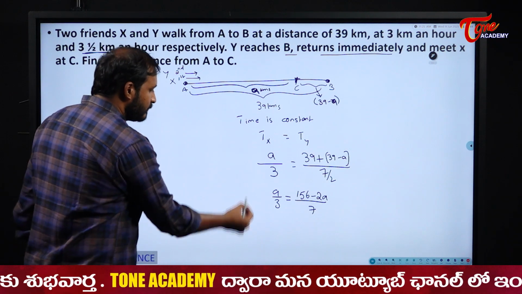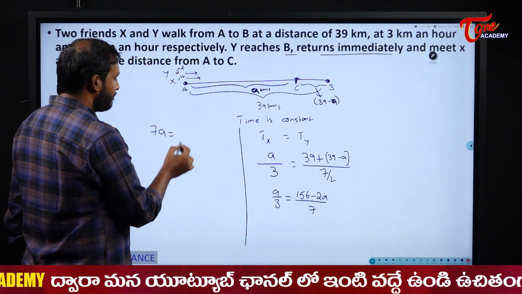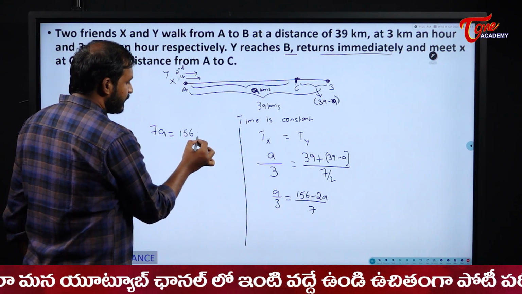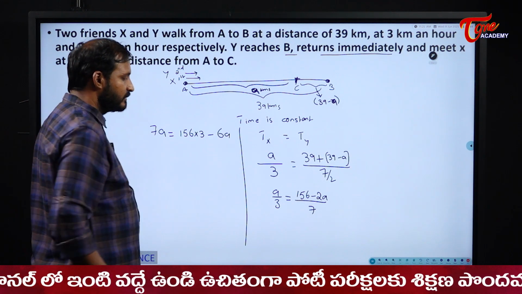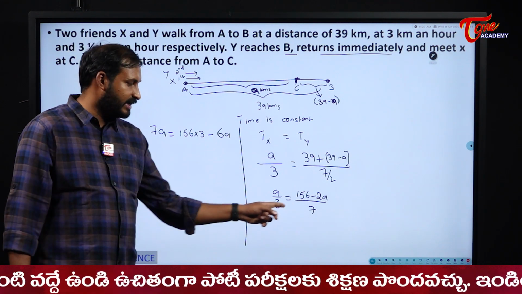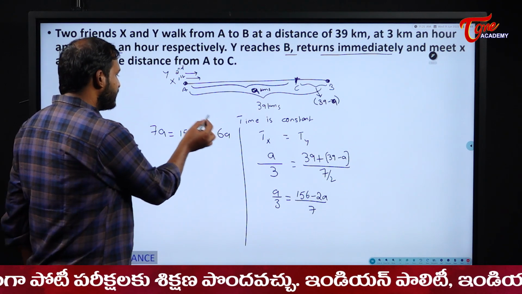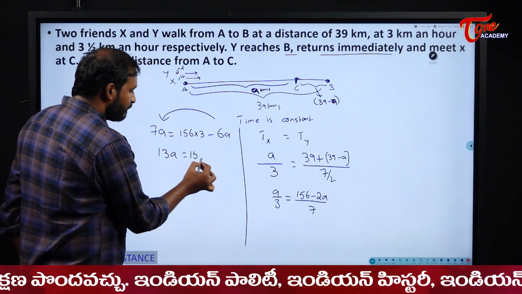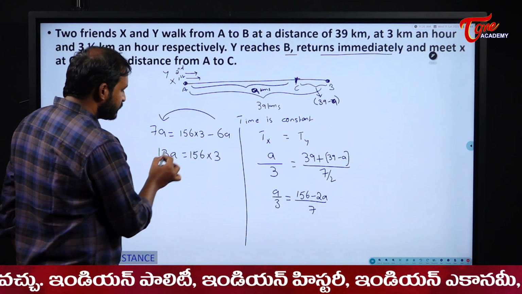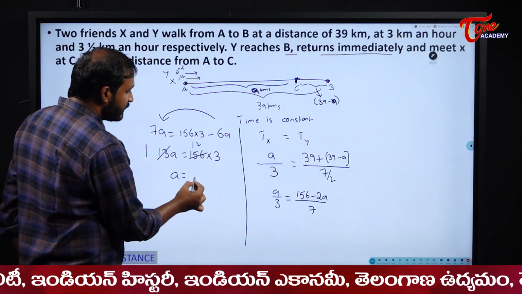What will you get here? When you cross multiply it, 7A is equal to 156 into (3 minus 6A)... okay, 156 into 3 minus A. 3 into 156 minus 3 into 2A, it becomes 6A. When I send 6A to this side, it will become 13A is equal to 156 into 3. So 13 ones are 13, 13 twelves are 156. So A will become what here?